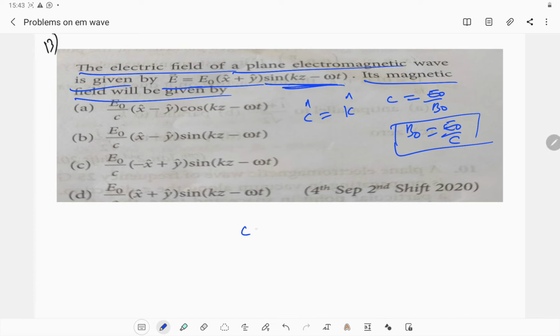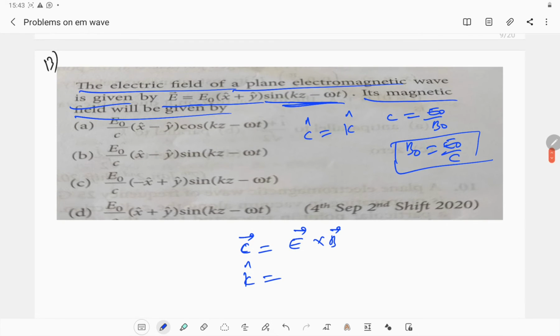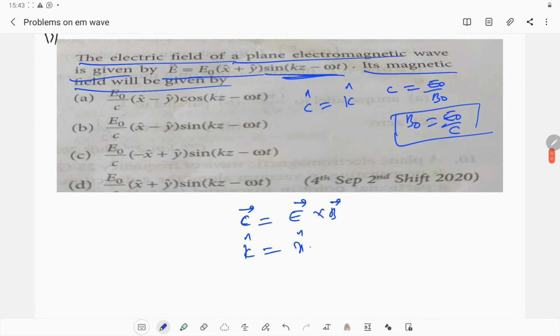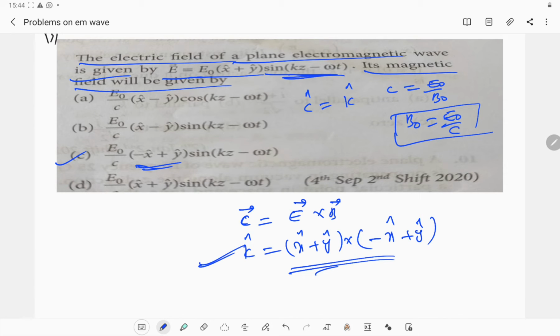See here, C bar is equal to E bar cross B bar. C bar is nothing but K cap. E bar is given as x cap plus y cap. Here B bar is not known, but from the options we can find out, taking the first option, second, third one, you can verify like this. So here I am taking the third option. For the third option, the magnetic field vector direction is minus x cap plus y cap. This one gives K cap.